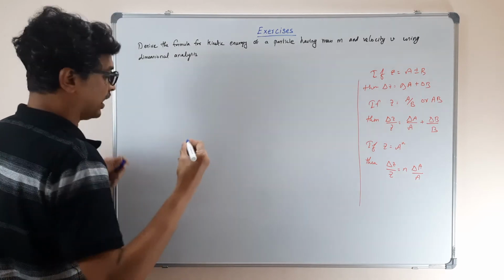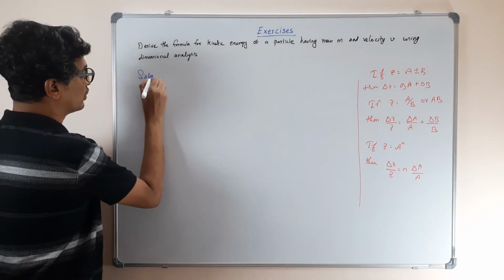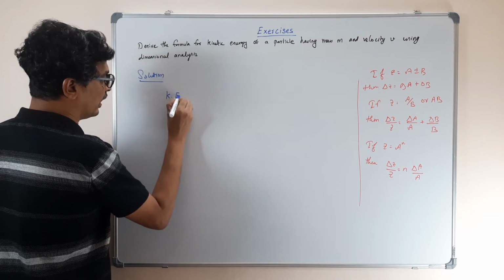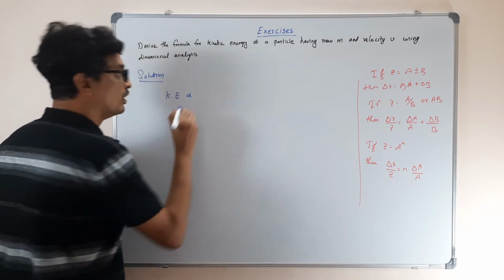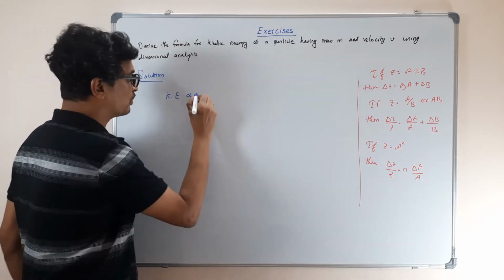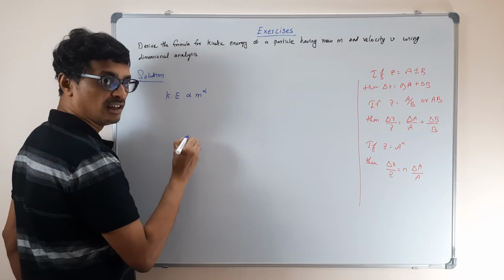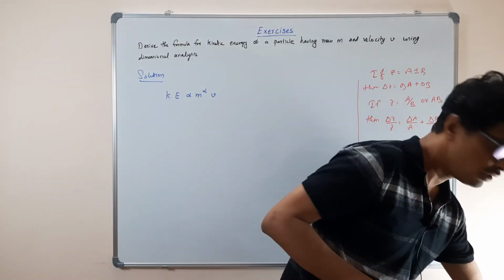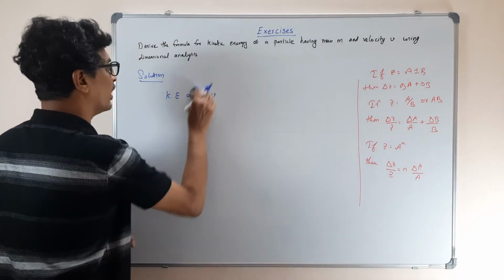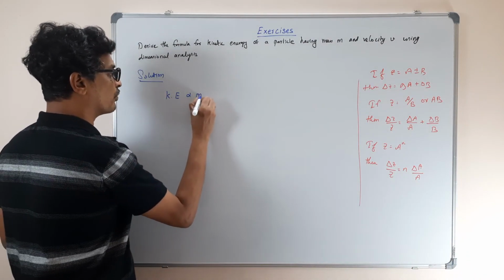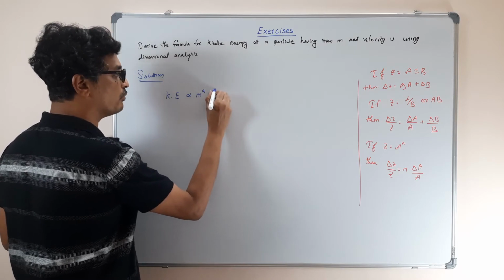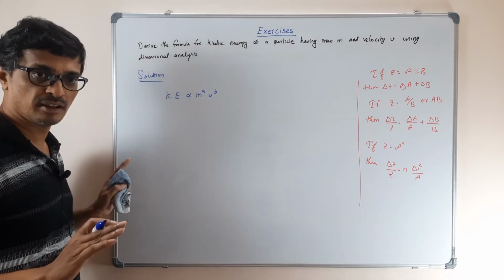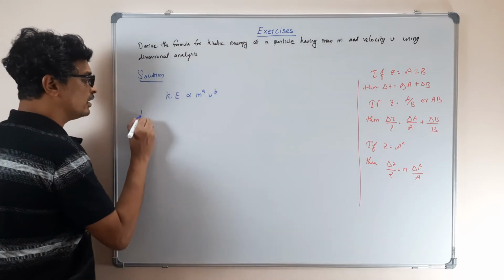Okay. So what will be the solution? Let us write kinetic energy as KE. KE is proportional to mass m to the power of a and v to the power of b. What we wrote, a and b? We wrote a and b, right? Okay, so then we write m to the power of a and v to the power of b. So by dimensional analysis, we have to find out what a and b are. So what is the dimension of kinetic energy?